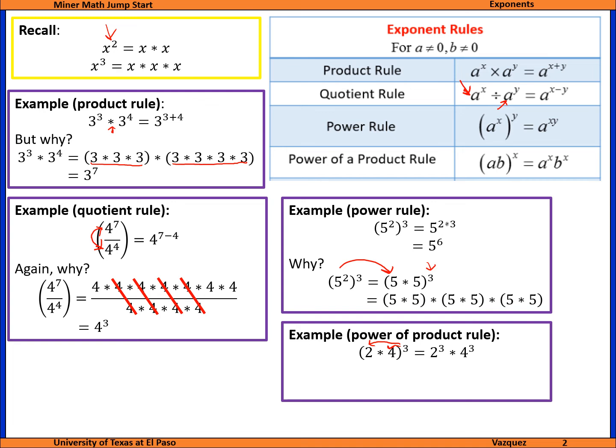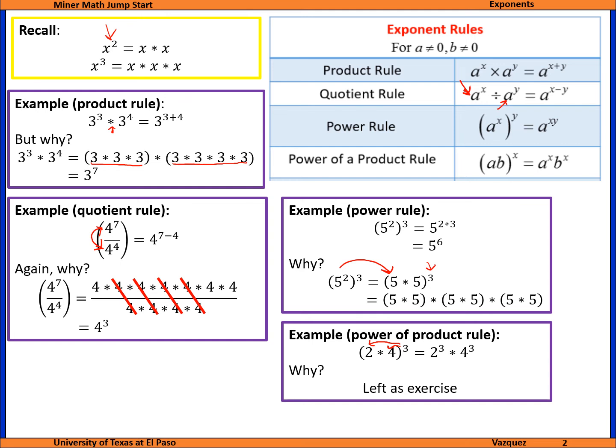It's just applying the exponent to the two numbers that are being multiplied. And again, why does that happen? Well, I left it as an exercise, but I'll give you a hint here. Just expand it, all right?